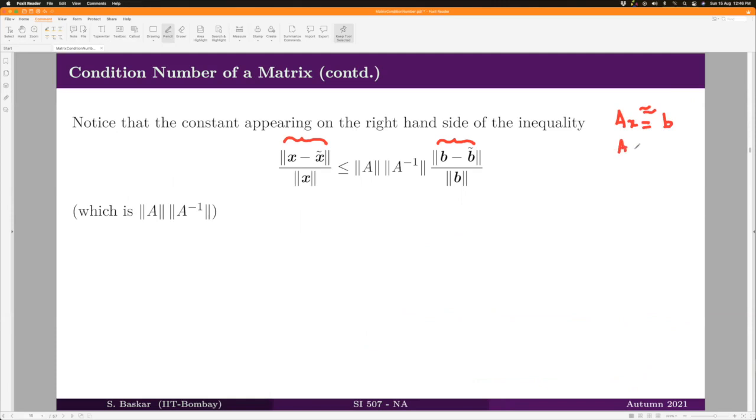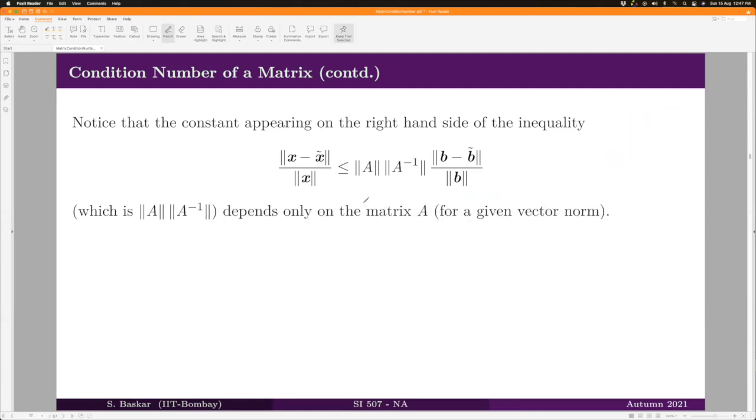And similarly, A x tilde is exactly equal to b. It means x and x tilde are exact solutions of the systems, okay? With that in mind, you can see that the exact solutions of these systems and their relative error is estimated by this quantity, right? And what is the constant appearing on the right-hand side? That is norm A into norm A inverse. This constant depends on A.